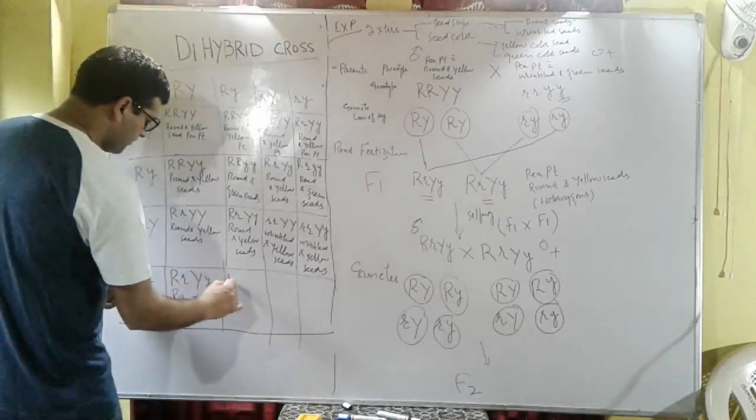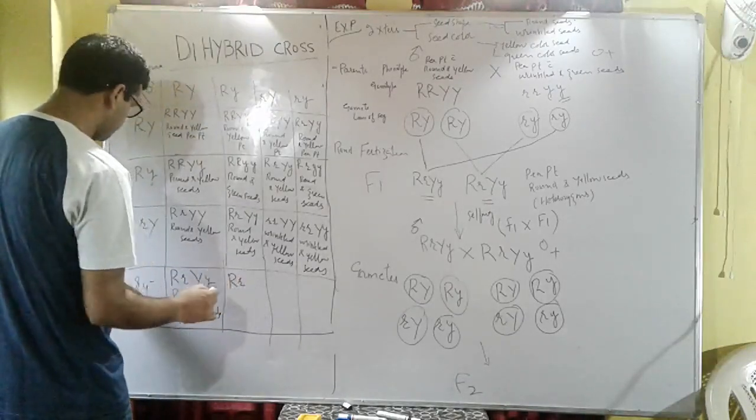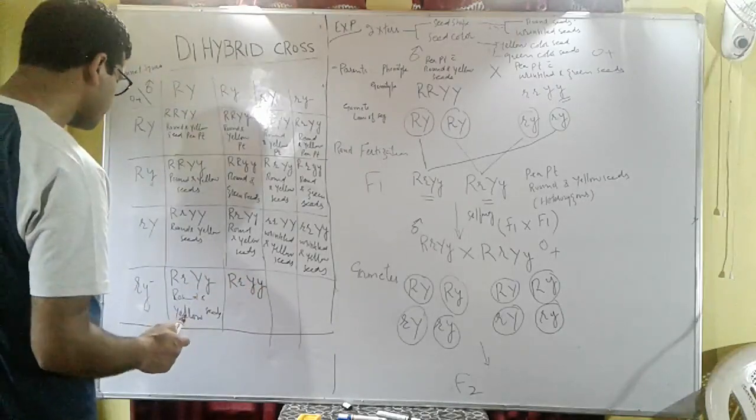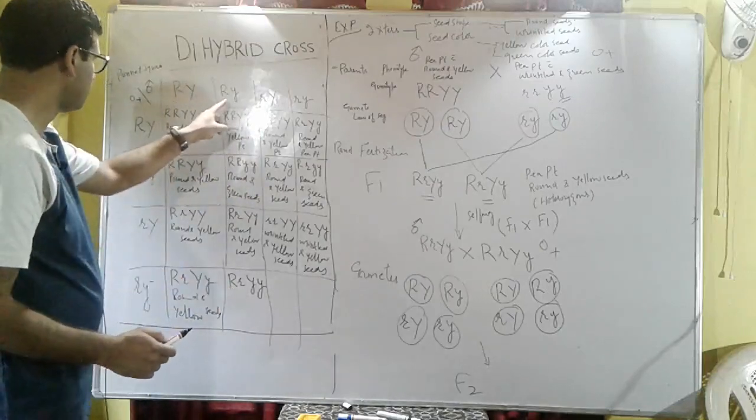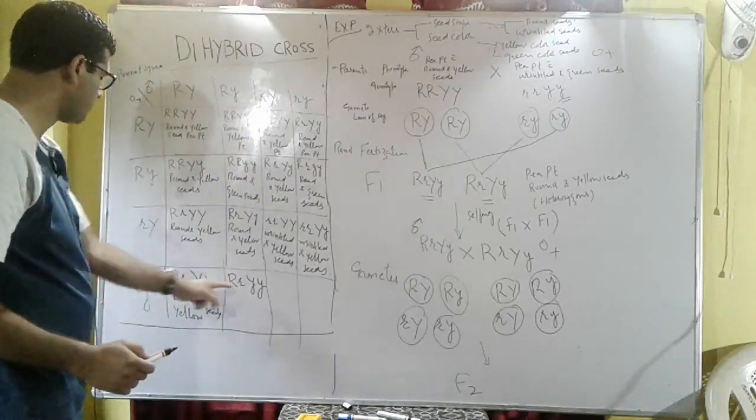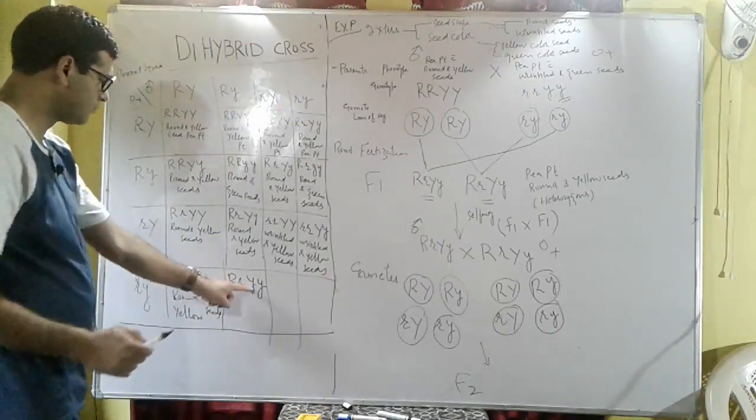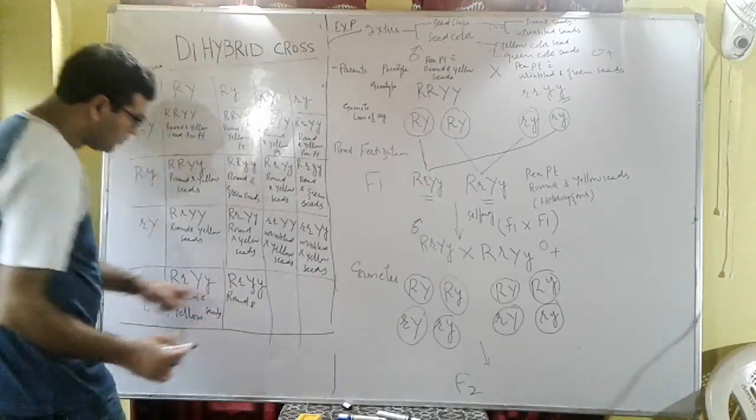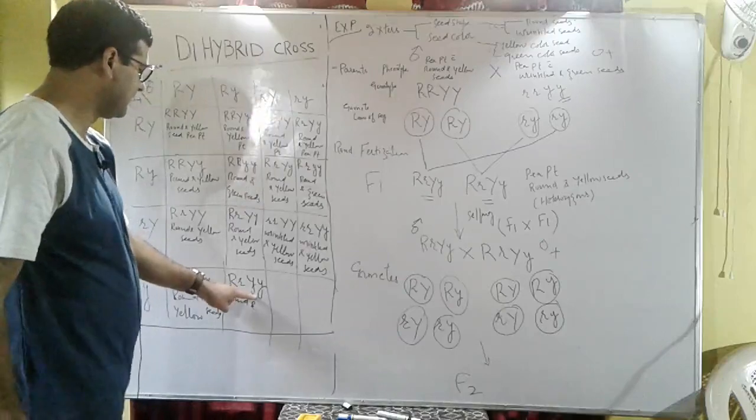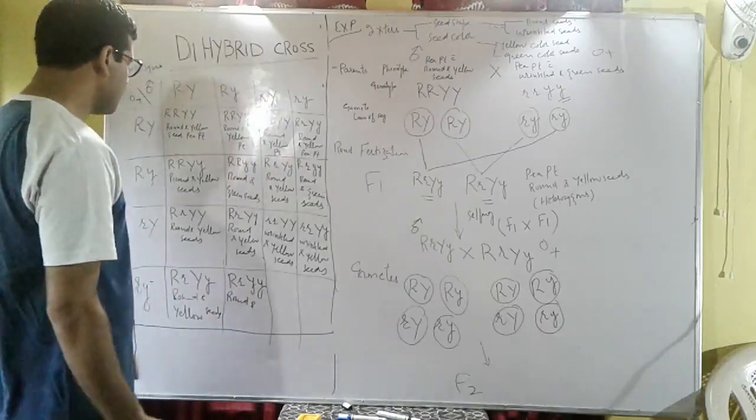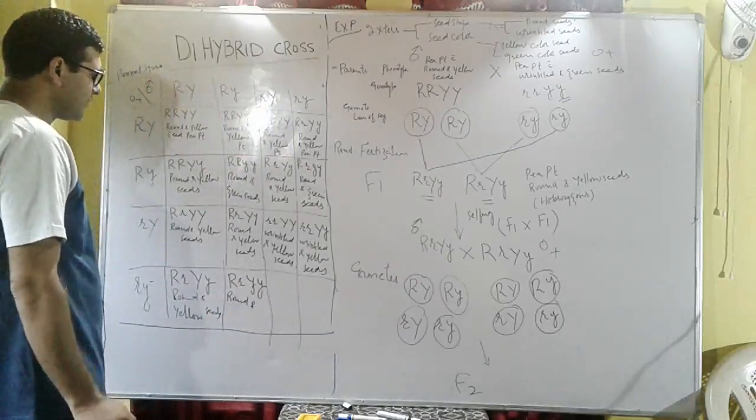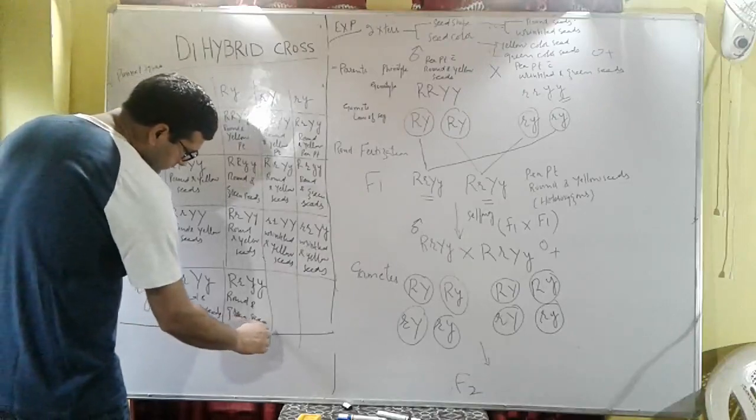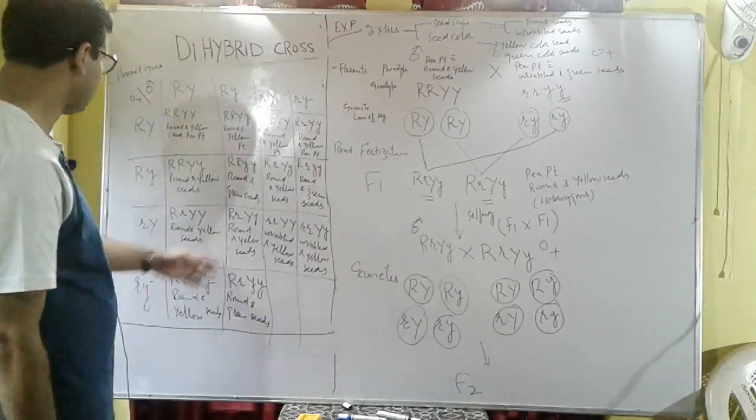Then we have capital R, small r, small y, small y. So this is a pea plant with round seeds, and small y is for the green seeds. So we can say that small y is for the green seeds. So here we will have a pea plant with round and green seeds.